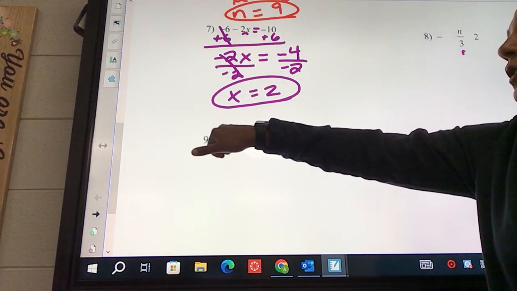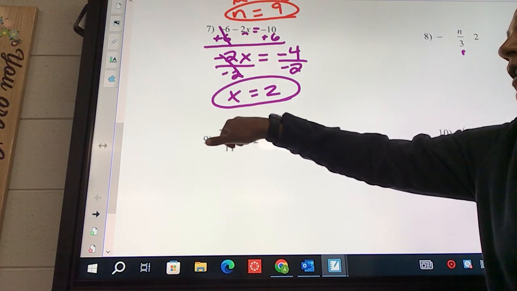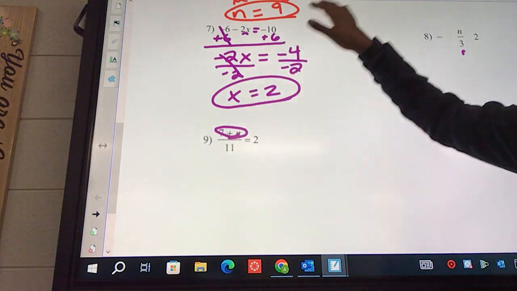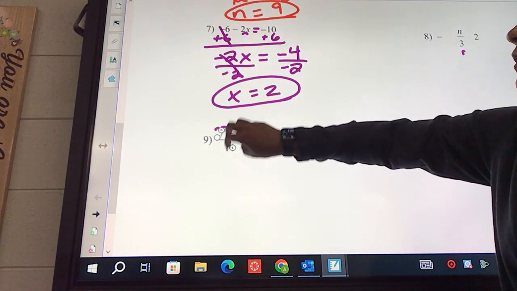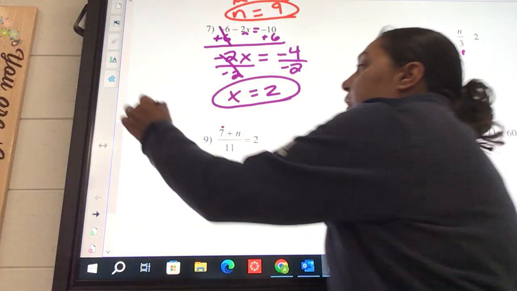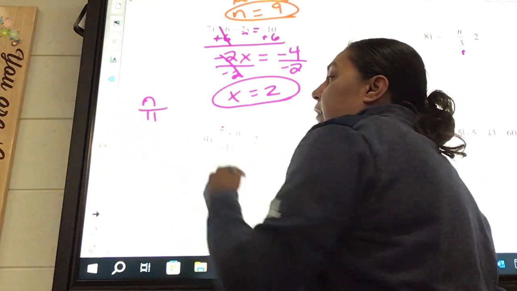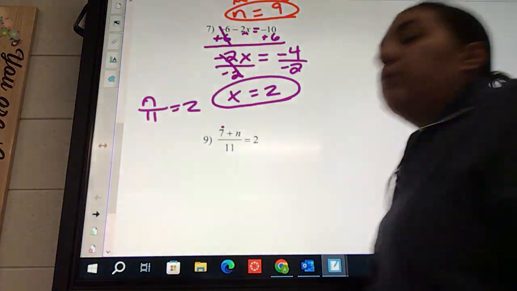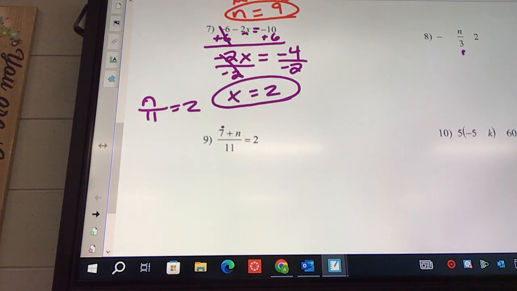So, this one is closest to the end on the top row. It kind of goes together, so it's going to need to move last, okay? And if you think about it, if you just had n over 11 equals 2, how would you move that? We did it yesterday, huh? How would we move that?